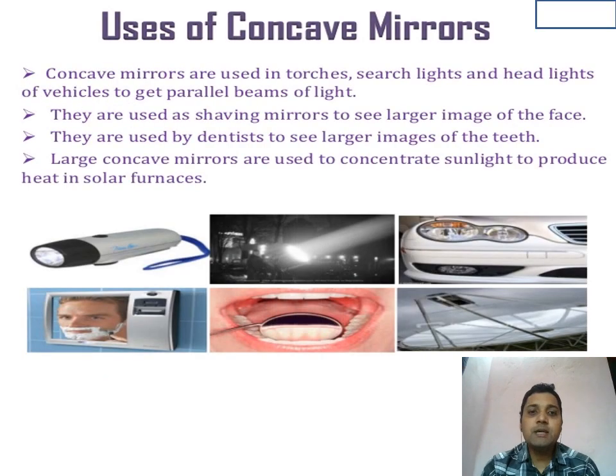Next one, we come to the uses of concave mirror. For a concave mirror, when the object is placed at focus, the image forms at infinite distance. So that is the use when we are using it in the headlight of a vehicle to get a parallel beam, in case of a torchlight to get a parallel beam of light.